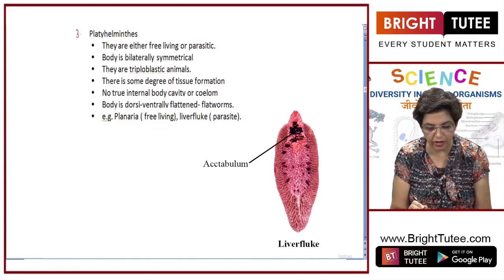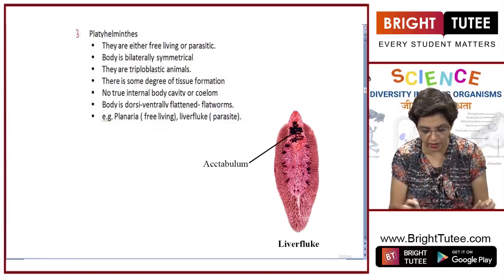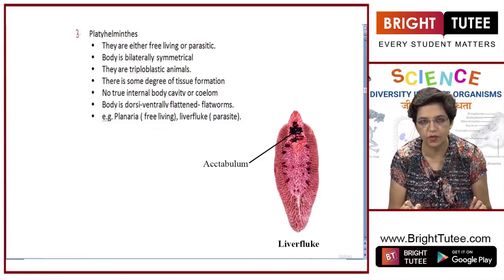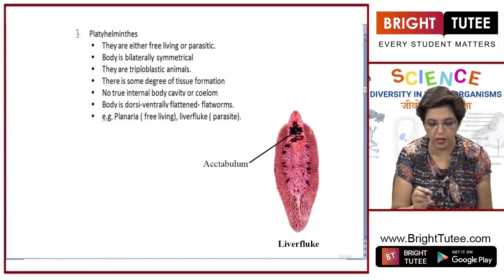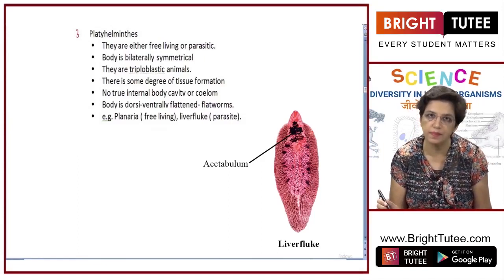Examples are planaria or liver fluke. Look at these, you will see the flattened body. Liver fluke, planaria and the tapeworm, they all belong to this category of Platyhelminthes, the phylum Platyhelminthes.